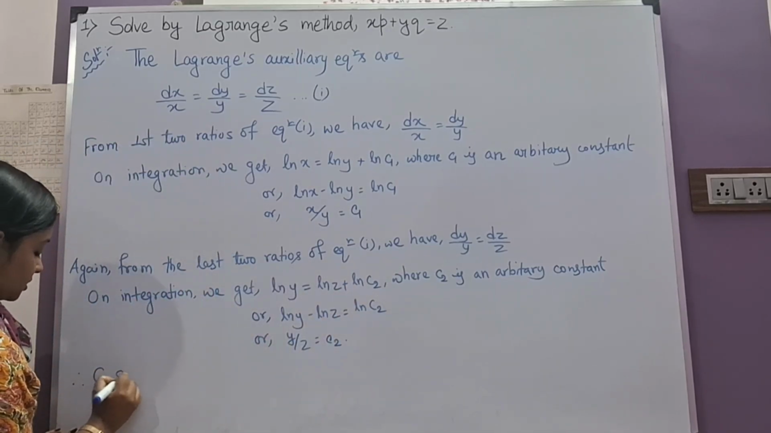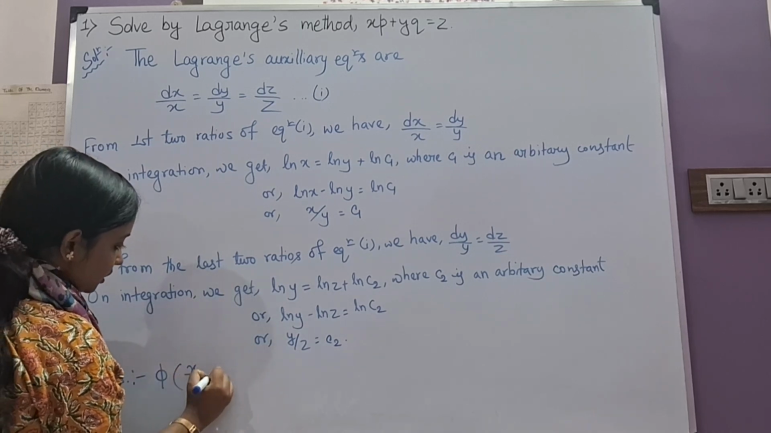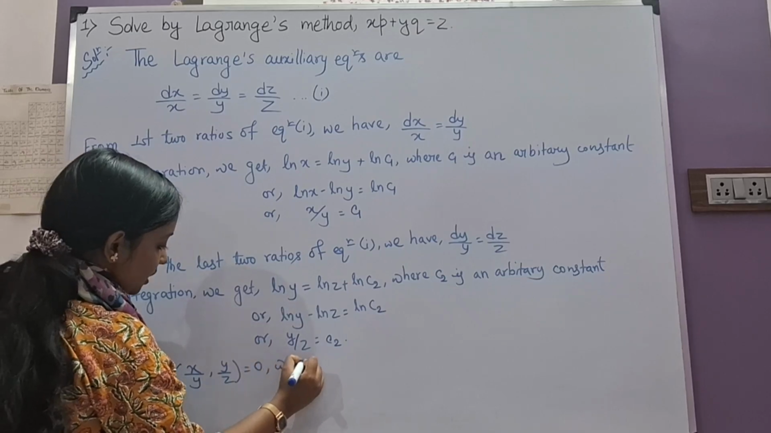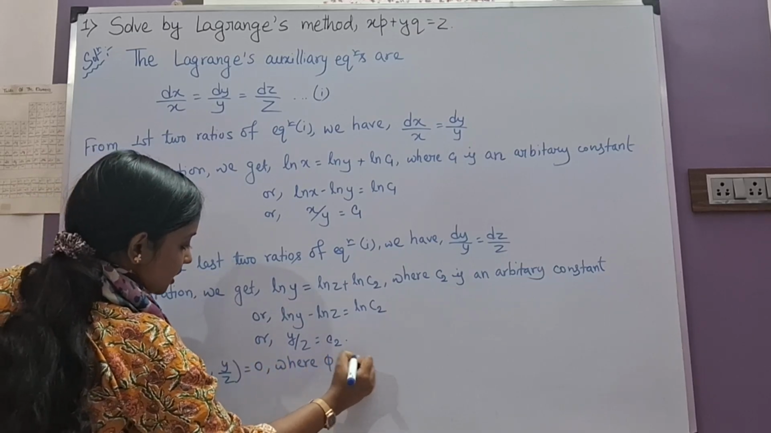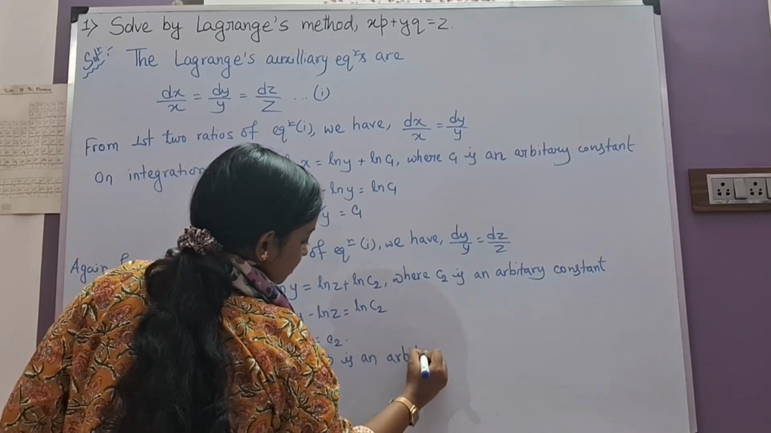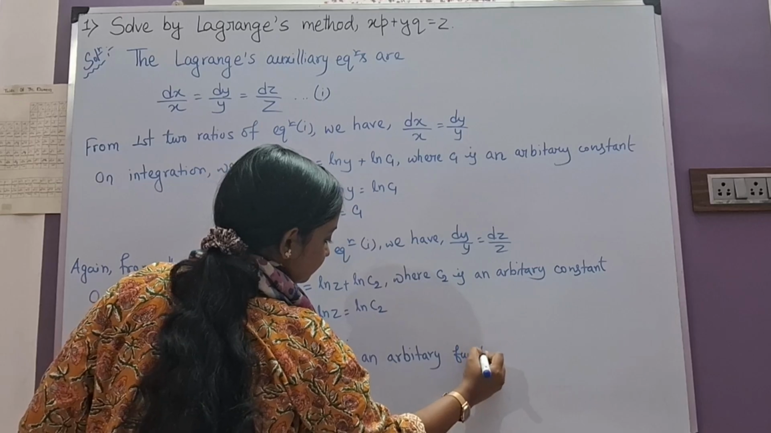So what is the general solution? Phi of x by y comma y by z equal to 0, where phi is an arbitrary function. You can choose here f also or any other function.